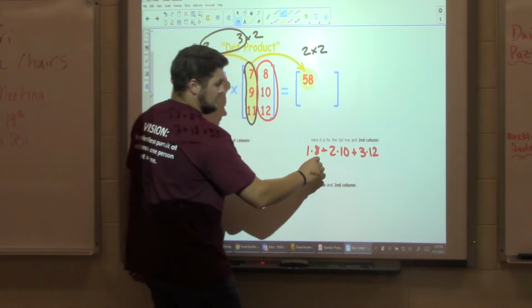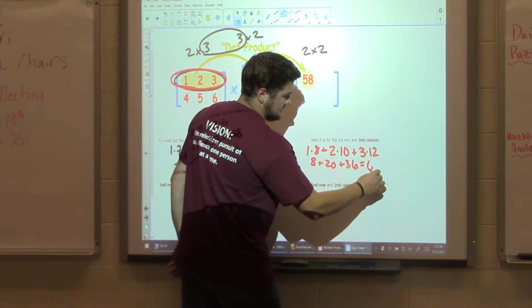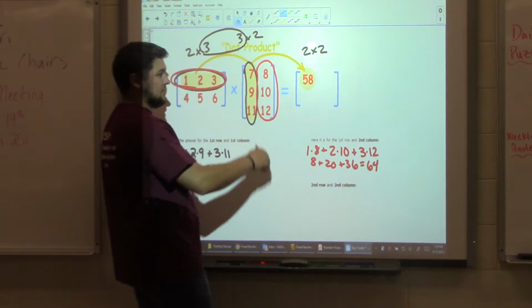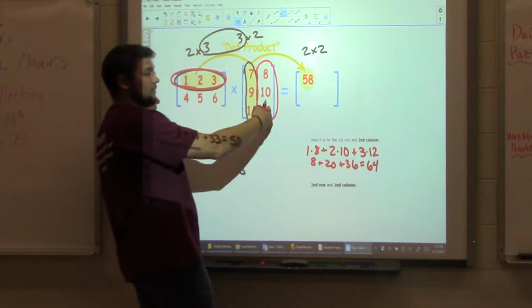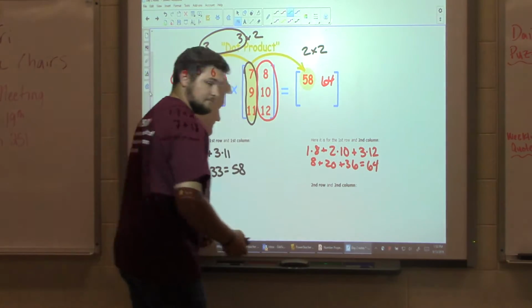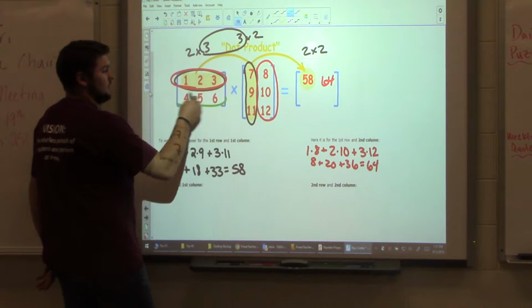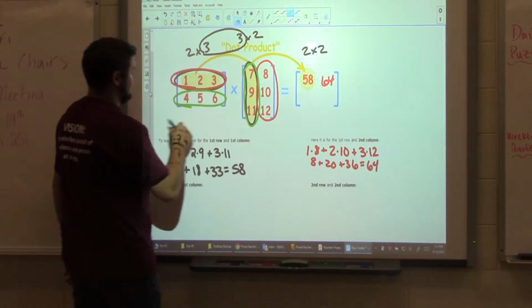So I get 8 plus 20 plus 36, which should give me 64. And I use the top row, right column, so it goes in the top right. Crazy, right? So then I'm going to use the bottom row, the left column.